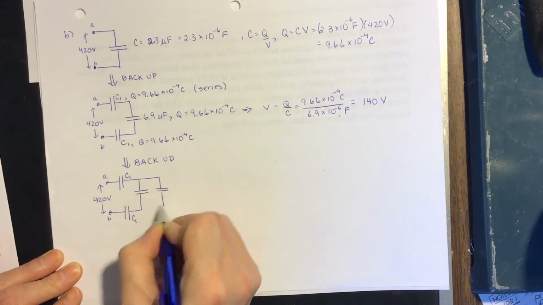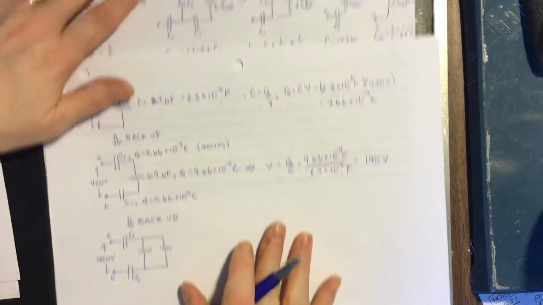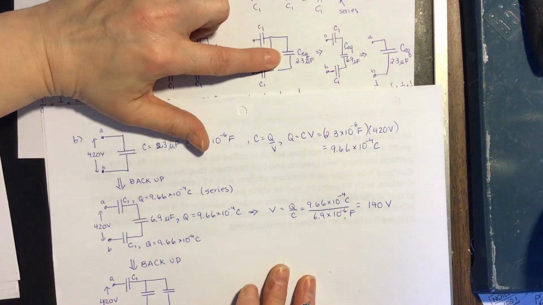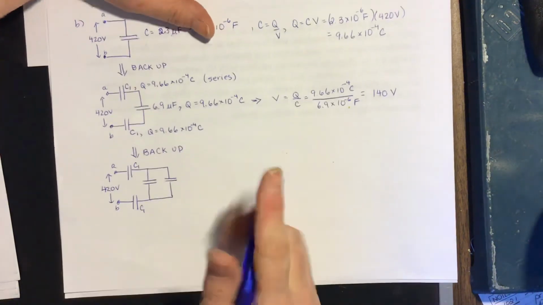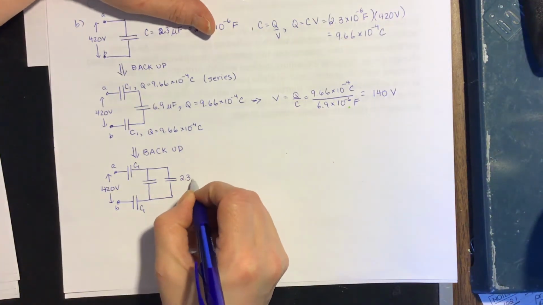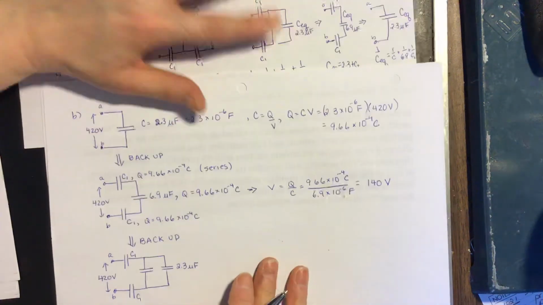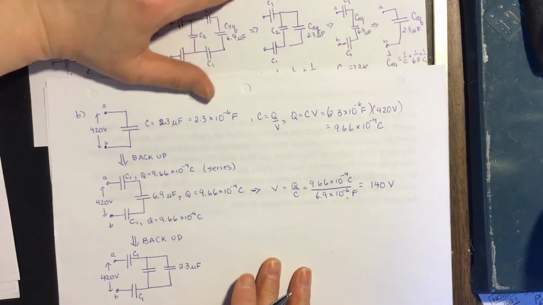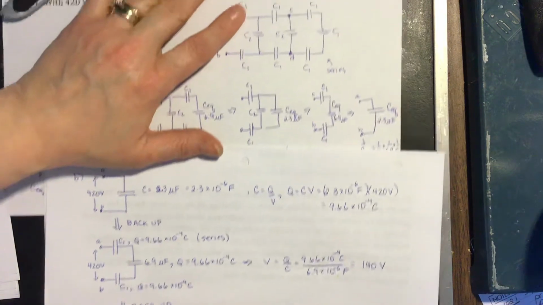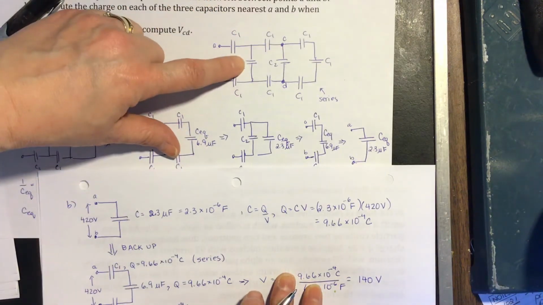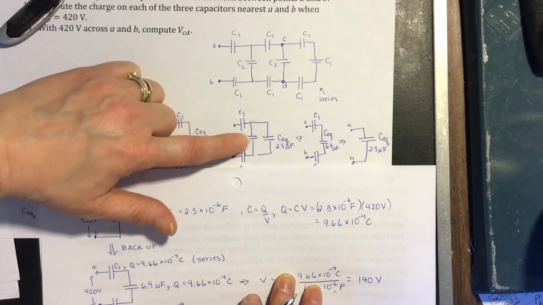In the step we're backing up from, this equivalent capacitance was 2.3 microfarads. We can write that down again, just to help us stay clear. This one is C2, so that's the C2 from the original diagram. So the C2 that we're trying to find here is the same as this C2, so we'll label that guy in.